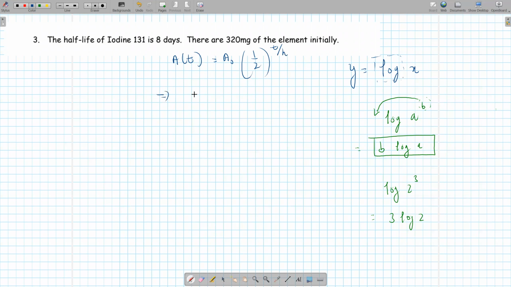I'm going to give you the equation here. It's going to be A of t equals 320 times 1/2 to the power of t over h. I guess t is just t, but we do know h. That is 8. Now, if I asked you, after 20 days, how much mass is there? What's the amount after 20 days? How do you do this question?